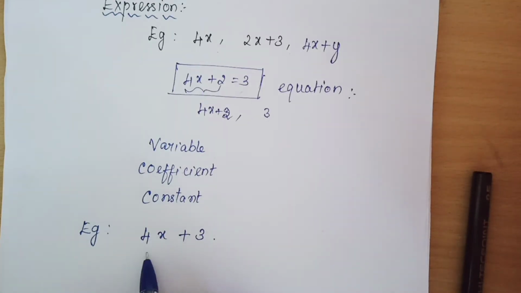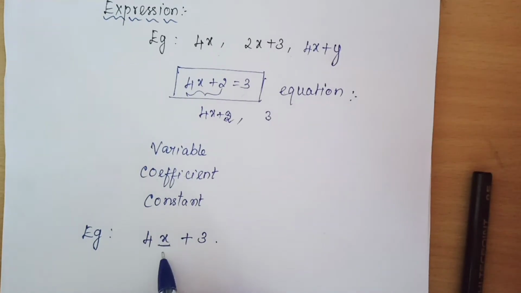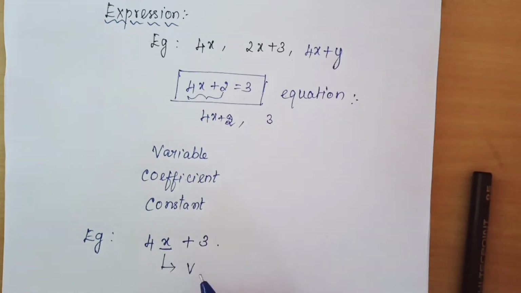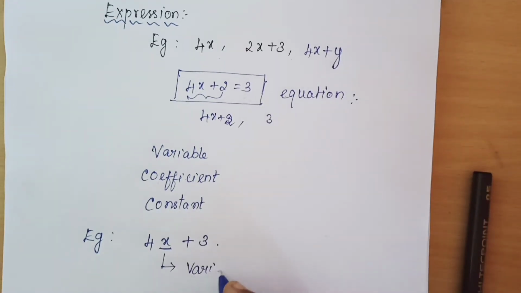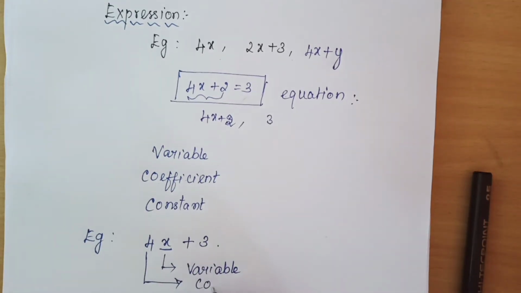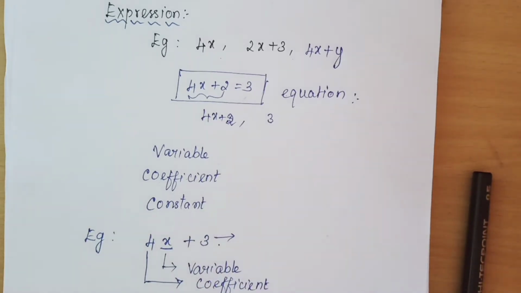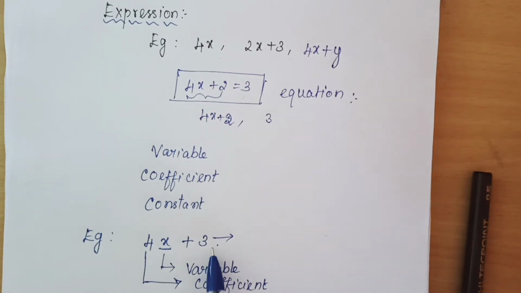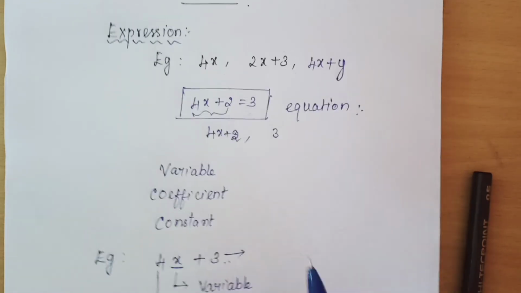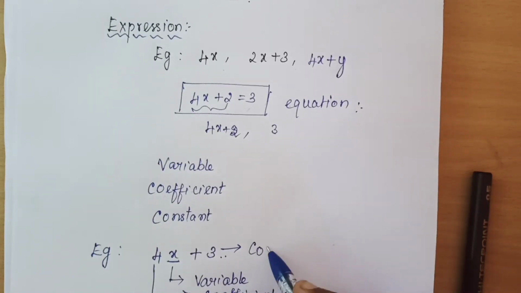Shall we go through it with an example? In 4x plus 3, this x is called a variable. Very good. And this 4 is considered to be a coefficient. And is this 3 considered to be a variable or not? No. Why? Since it doesn't have a variable, it is considered to be a constant. Very good.